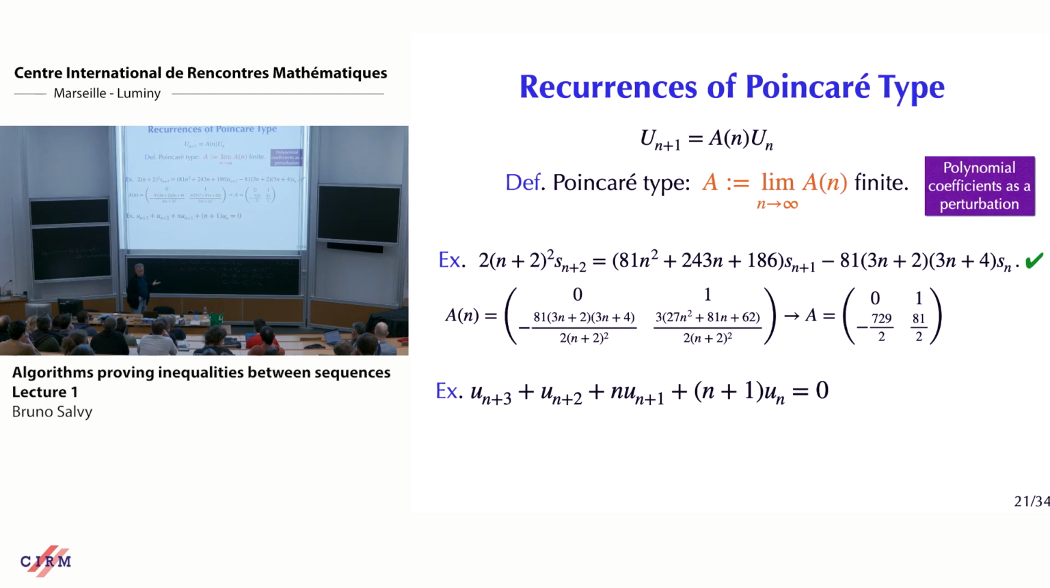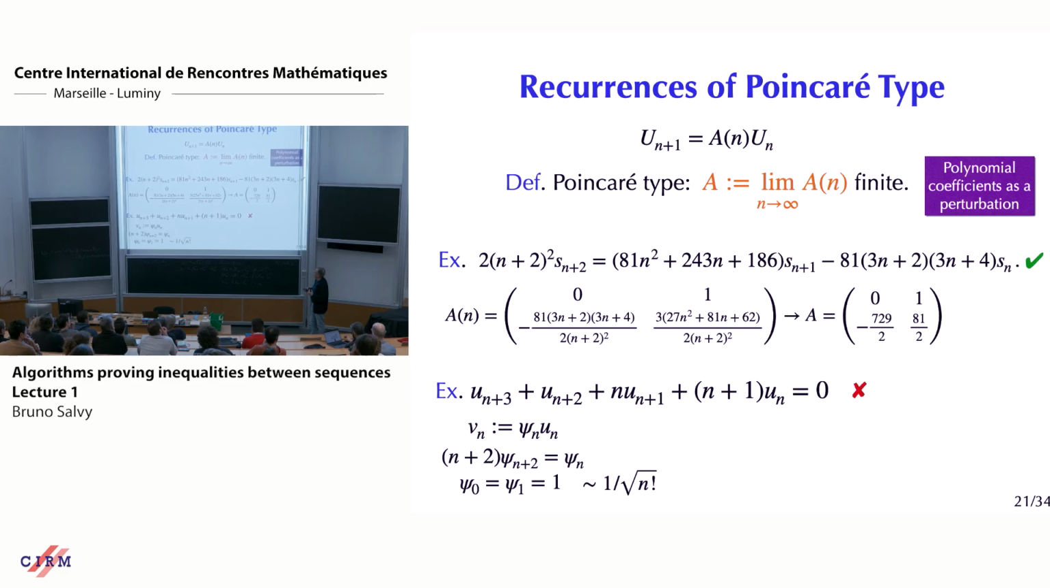And there are cases where it doesn't behave like this. For instance, here you have degree 0, 1, 1. So the limit matrix is not nice. But for positivity, you have a lot of freedom. So it's not of Poincaré type, but then you construct another sequence, v_n, which is psi_n u_n, where psi_n behaves like roughly 1 over the square root of the factorial of n. And you see that with these initial conditions, it's clear that psi_n is positive. So v_n is positive if and only if u_n is positive.